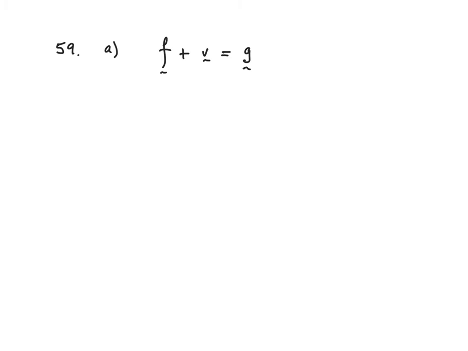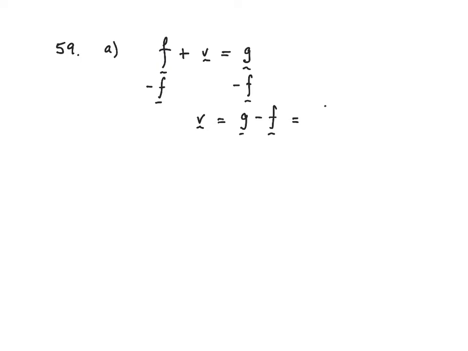F plus v equals g. We want to solve each vector equation for v. What I can do then is subtract f from both sides. So v then equals g minus f. And now I can put in some numbers.